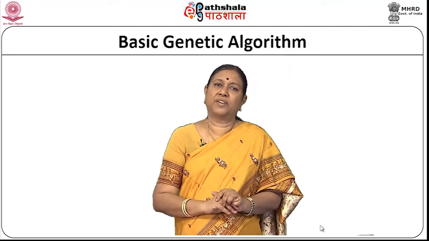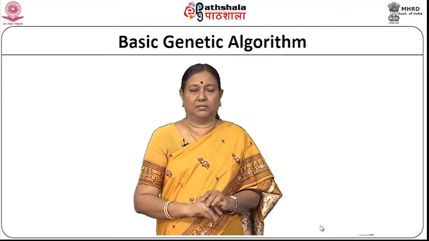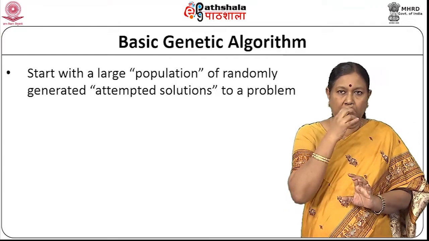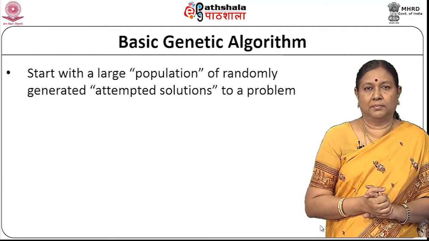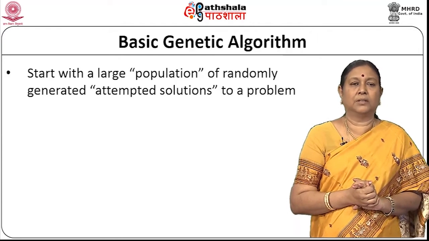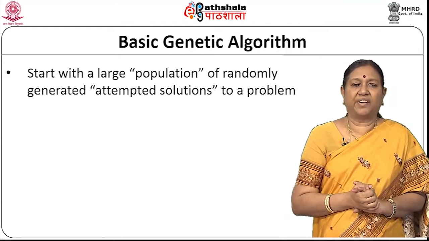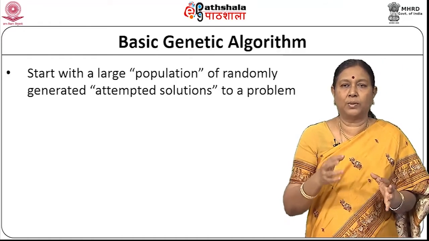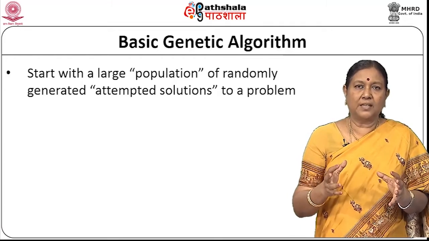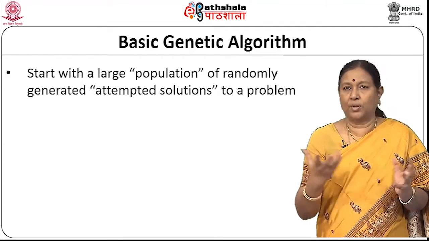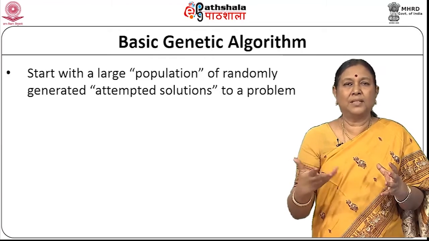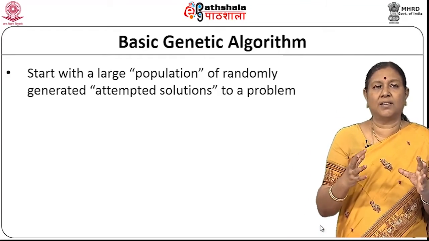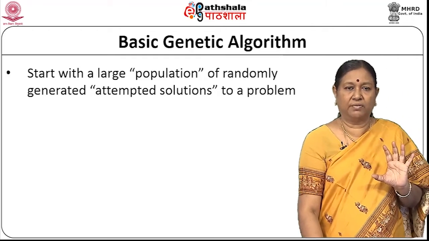Now, let us go to the definition of the basic genetic algorithm. Okay. That is what we are going to do now. Here we are going to talk not in terms of nature, we are talking about the actual algorithm. You start with a large population of randomly generated attempted solutions to a problem. So, you first have to start with a population. The population here is all the possible solutions to a problem. So, you can randomly select, it need not be actual solutions you have found out by some other means, it is randomly generated solutions to a problem.